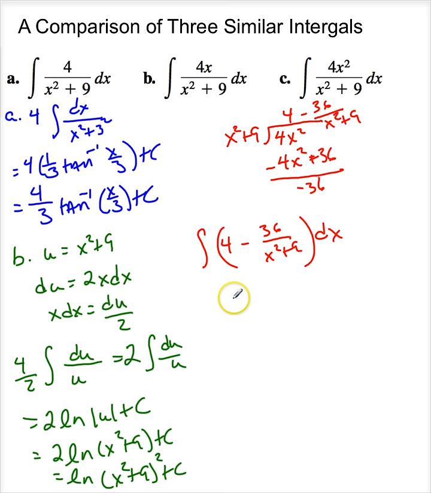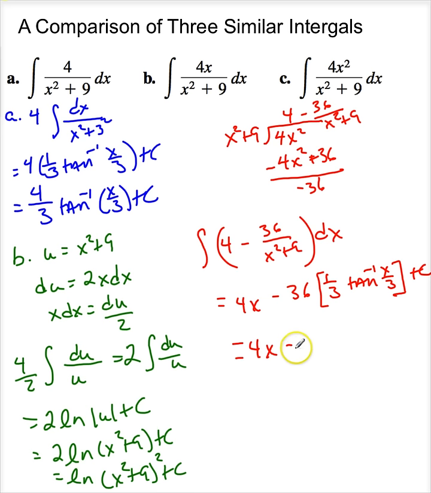So this becomes 4x minus 36. Now it's like we've done this one before, haven't we? 1/3 inverse tangent of x over 3 plus c. So let me clean this up a little bit. So this is 4x minus 12 inverse tangent of x over 3 plus c.